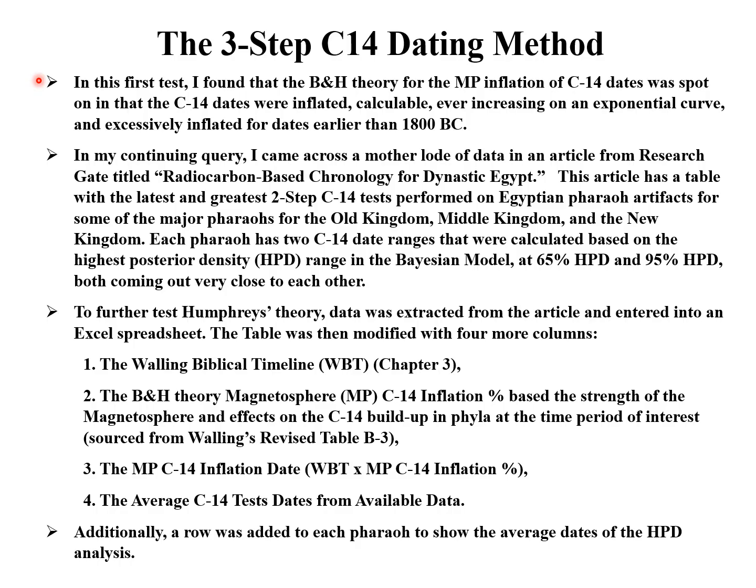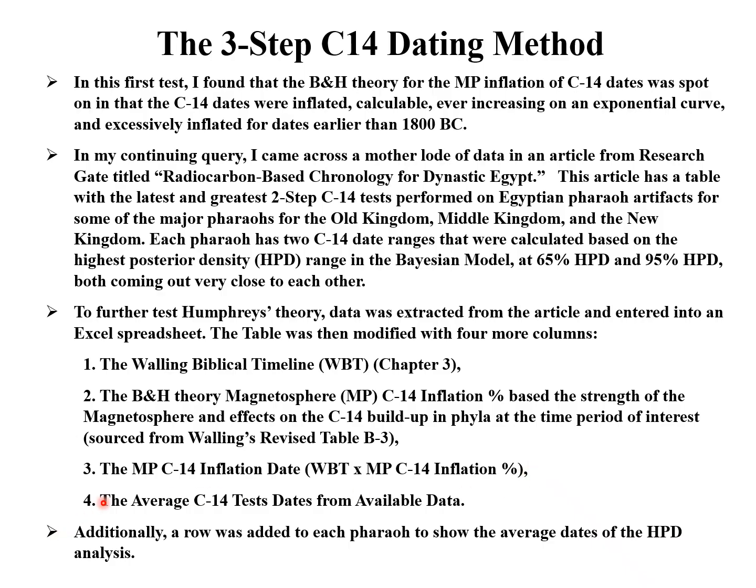4 more columns. The first one is the Wallen Biblical Timeline. Okay, and these are my references here, my sources where I got that from. The Wallen Biblical Timeline, the B&H Theory Magnetosphere carbon-14 inflation percent based on the strength of the magnetosphere that comes from my table, and effects on the carbon-14 buildup in the biosphere at the time period of interest, sourced from Wallen's revised table B3. The MP carbon-14 inflation date. Okay, so you have my date, the Wallen Biblical Timeline date, the percent difference at certain times, at whatever time we're talking about, and then the adjusted date.